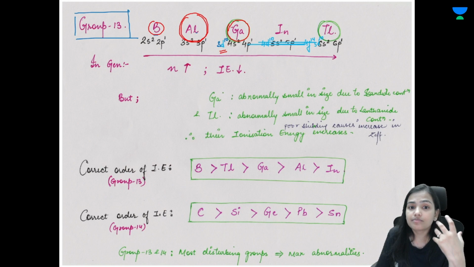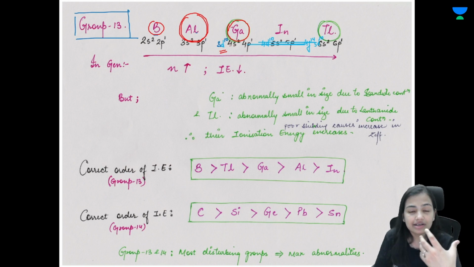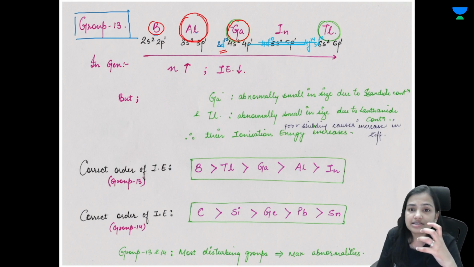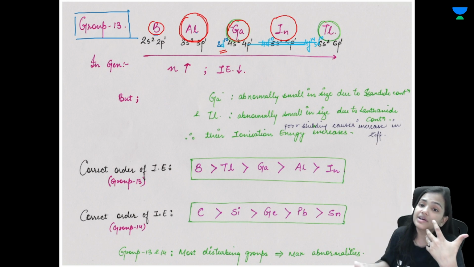The reason being poor shielding caused by the 3d orbital. The size decreases, and then after indium the size increases, and in the case of thallium we expect the size has to increase. But what did we again find?